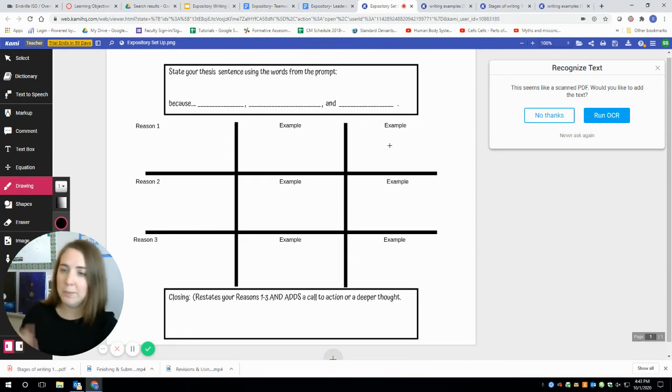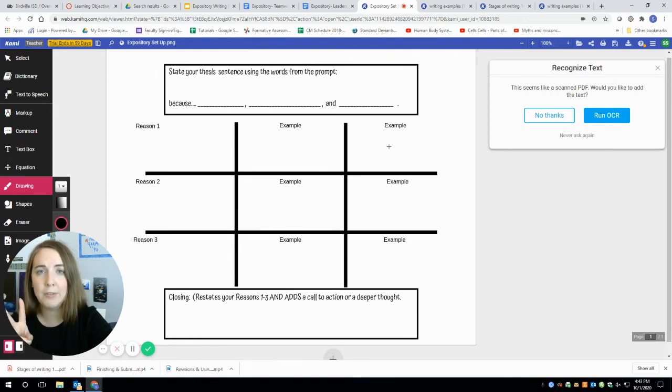So again, examples can be real life experiences, compare and contrast. They can be your thoughts about something. So think about those reasons because you're going to need to back those reasons up. You don't just list them out. You got to back them up.